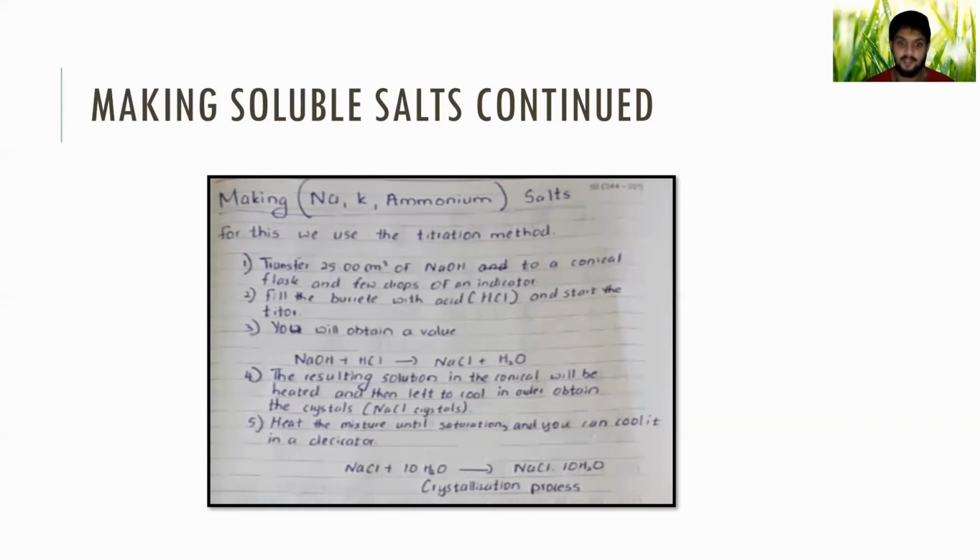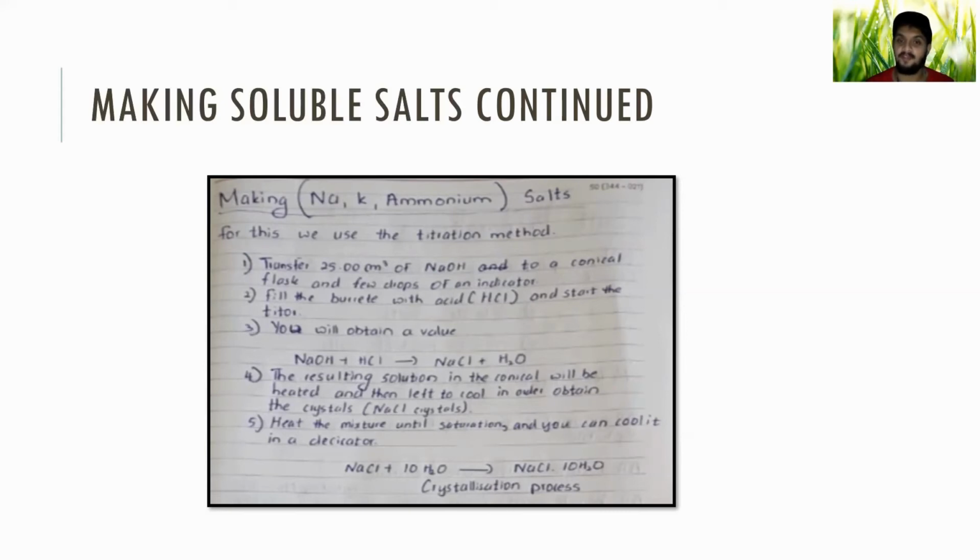Initially, we take sodium hydroxide. In this case, the salt we are trying to obtain is sodium chloride. So we get the reactants sodium hydroxide and HCl. You measure out 25 cm³ of sodium hydroxide and transfer it to a conical flask. You fill the burette with HCl, and then you start the titration. You obtain a titer value, okay? And then you get the titer value.